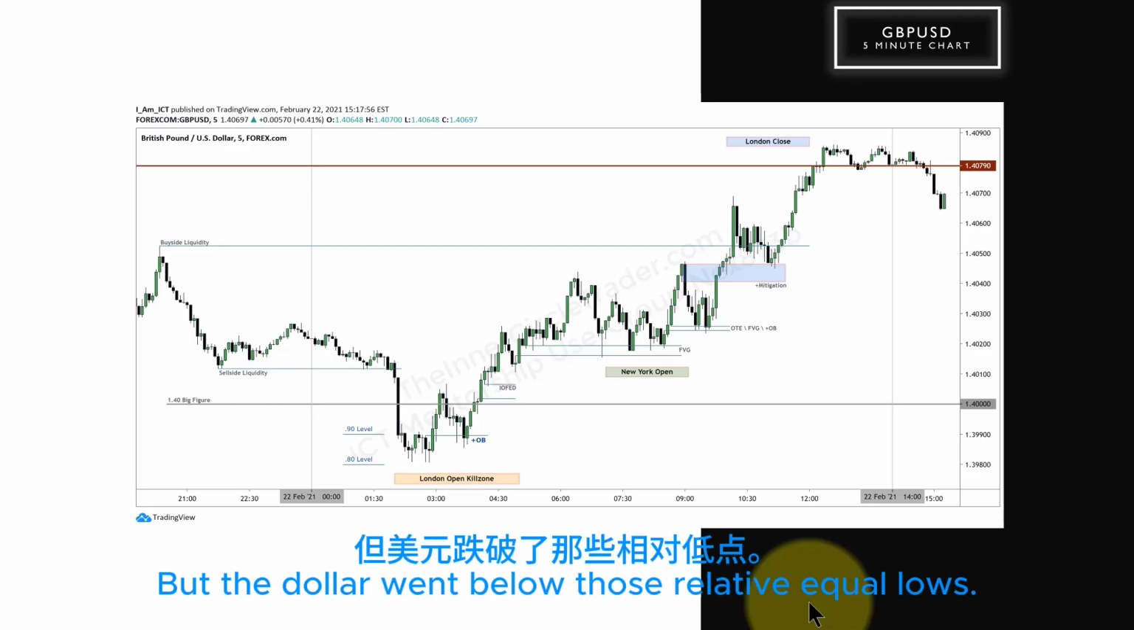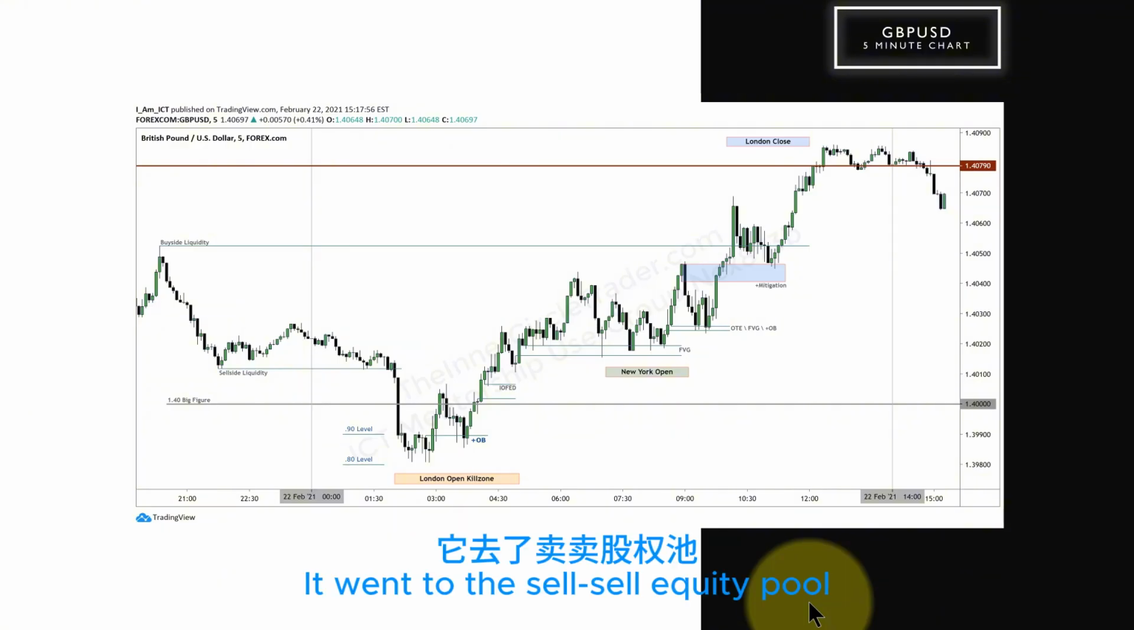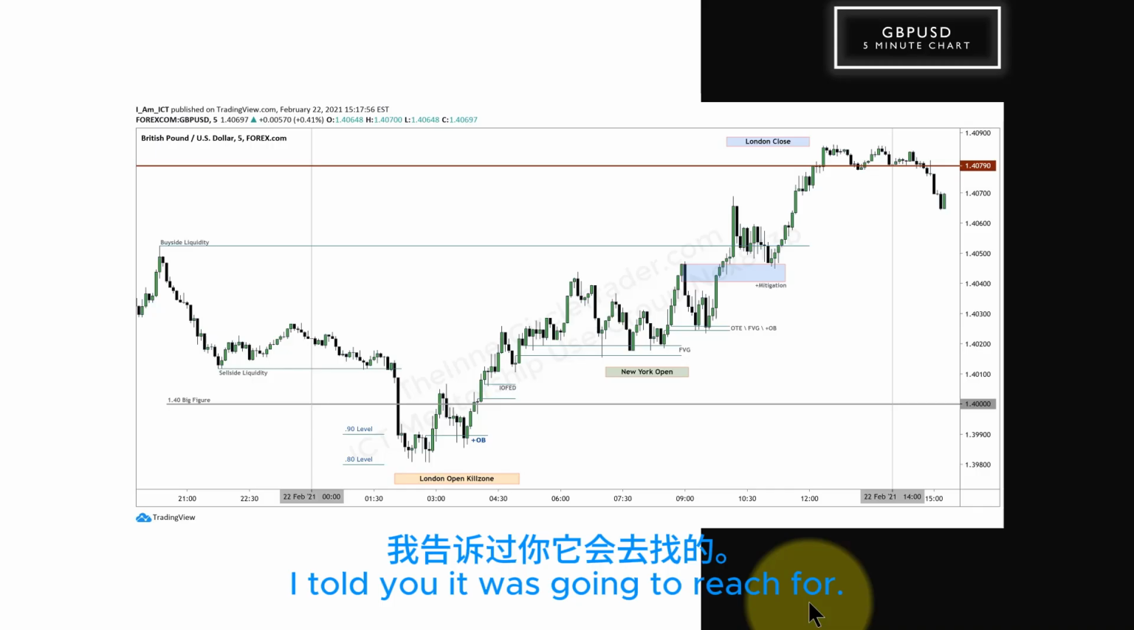But the dollar went below those relative equal lows. It went to the sell side liquidity pool I told you it was going to reach for.